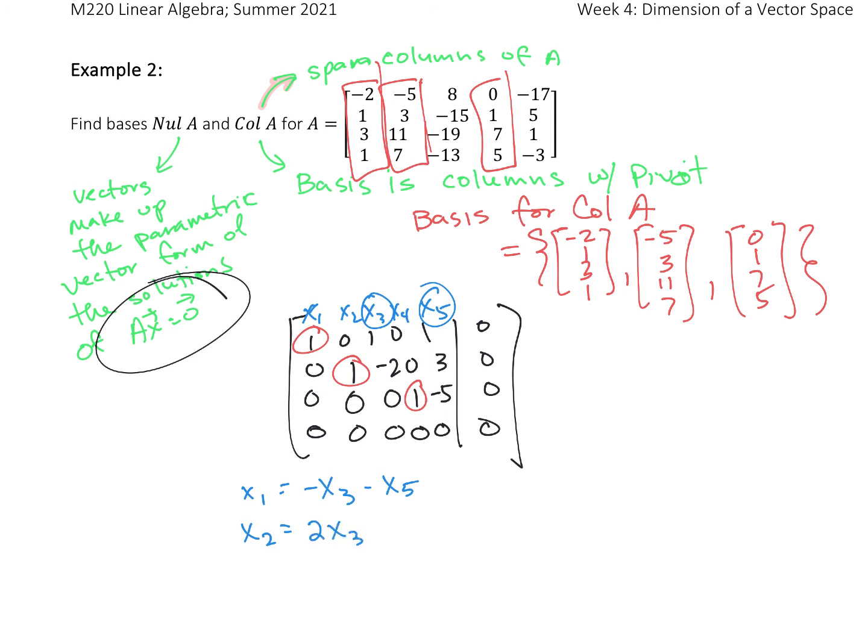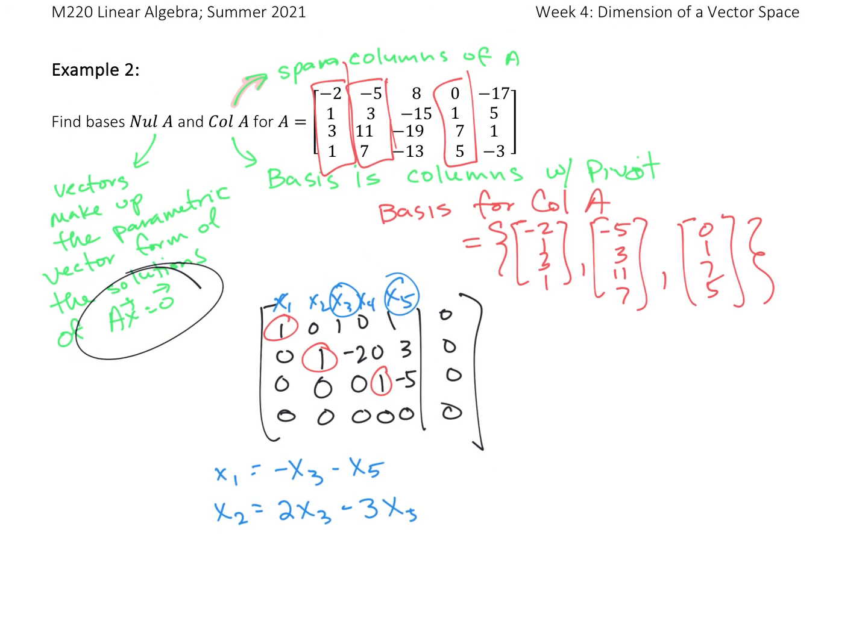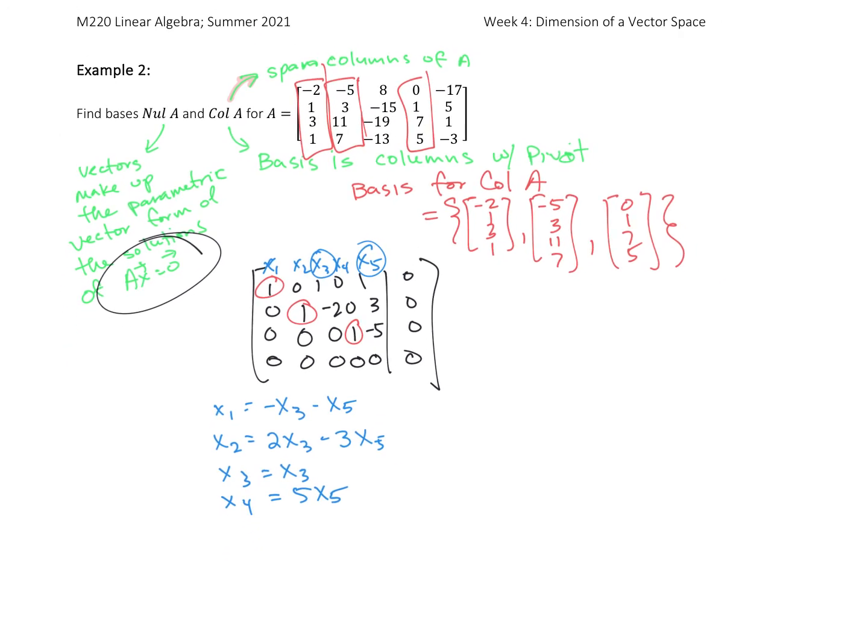2 x3. Am I looking at the wrong matrix? Oh no, we're good. I'm feeling deja vu, but that might just be me. Did we do this already? Okay. x3 is itself. x4 is 5 x5. This is feeling real familiar. Anybody else? Did I put this in the wrong spot? Whatever, we'll keep rolling with it.